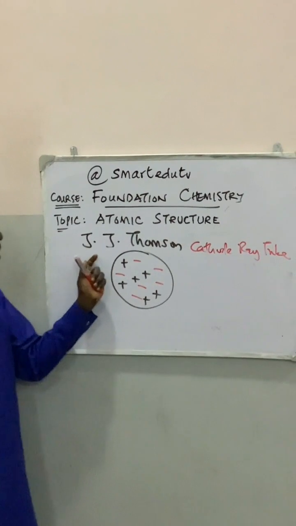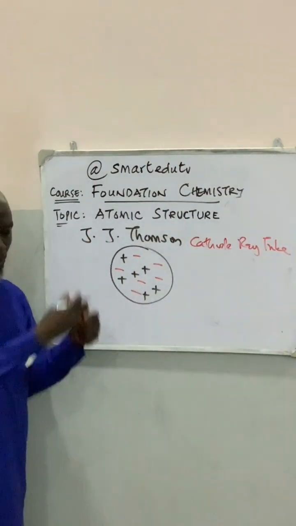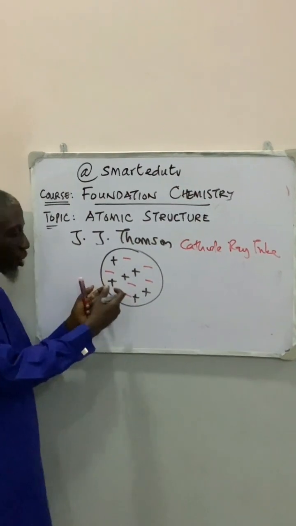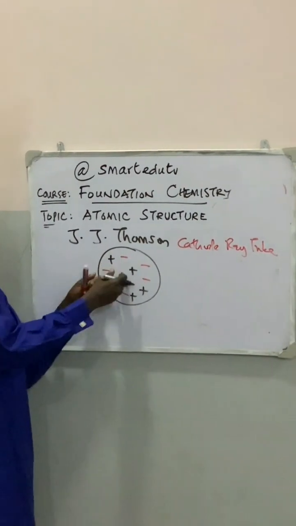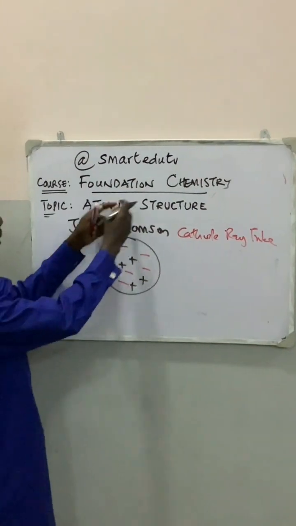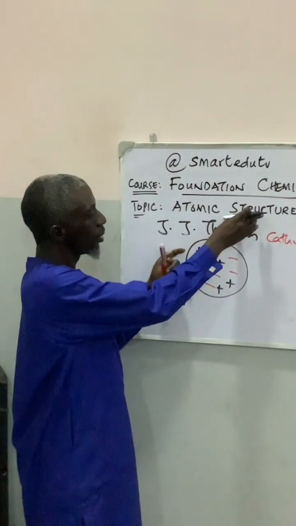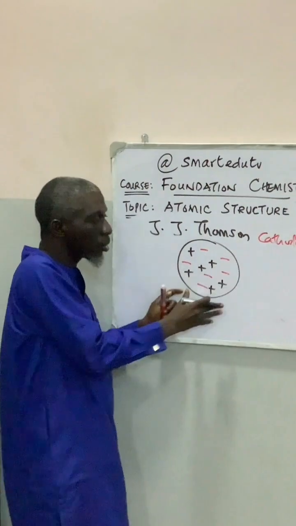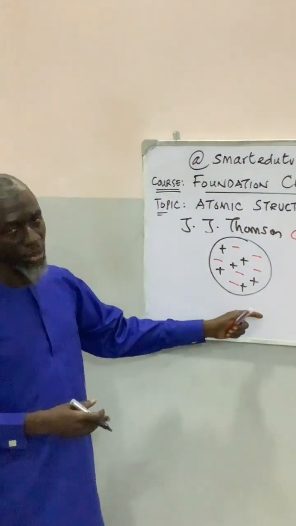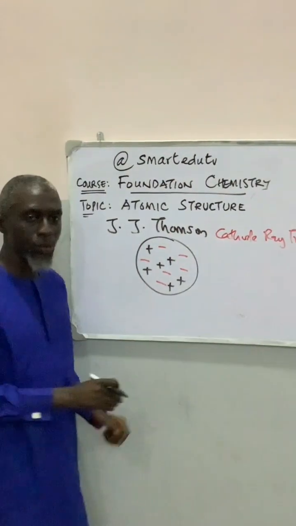So according to J.J. Thomson's Plum-Pudding model, it says that the electrons are embedded together in an atom with the protons. So this is what the model of an atomic structure looks like using the Plum-Pudding model. So these are the 3 contributions.